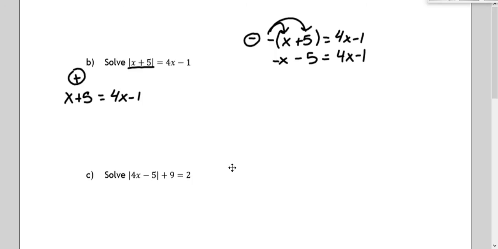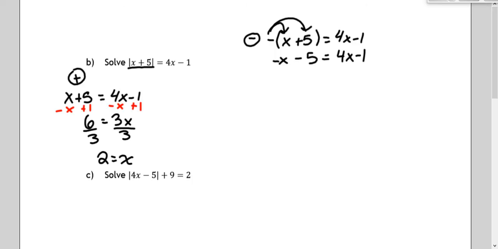What we will do is we will get all the x's to one side, so subtract x, and add 1. And we get here that 6 is equal to 3x. So divide by 3, and we get 2 is equal to x. We'll work over here now.